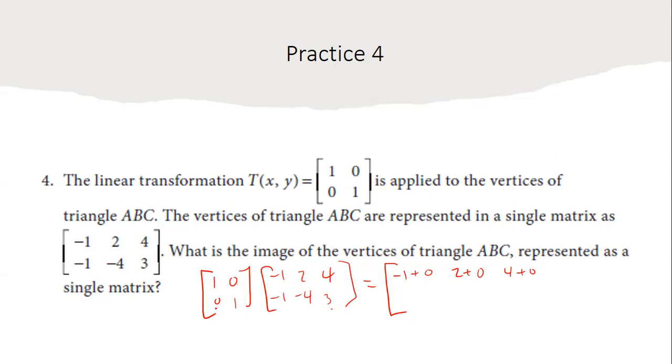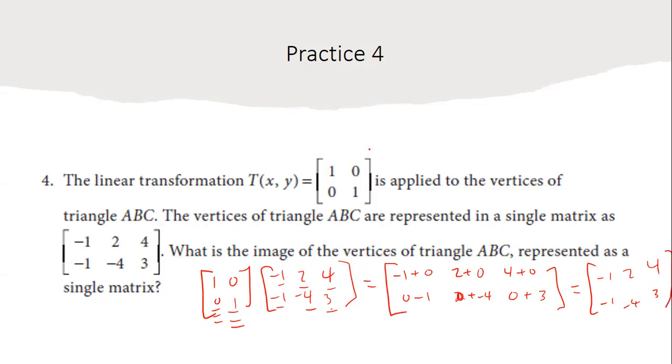Now I'm going to do the second row. 0 times -1 is 0. 1 times -1 is -1. 0 times 2 is 0. 1 times -4 is -4. 0 times 4 is 0. 1 times 3 is 3. So my output is going to be the exact same thing. Oh my gosh. I have -1, -1, 2, -4, and 4, 3.